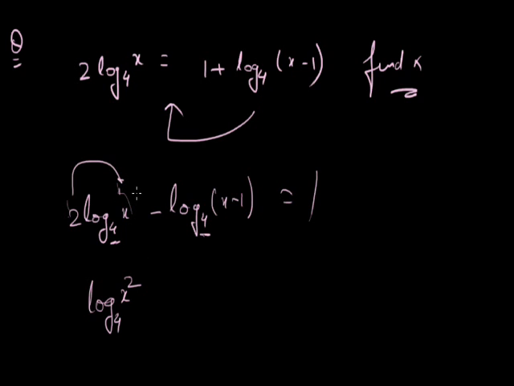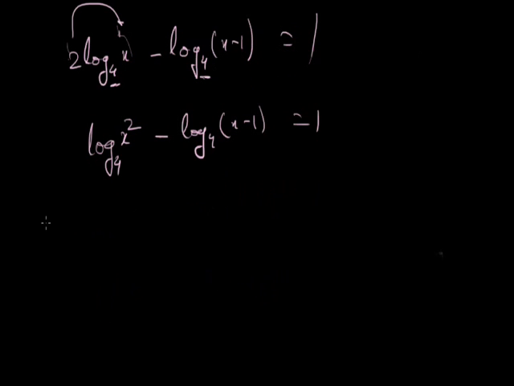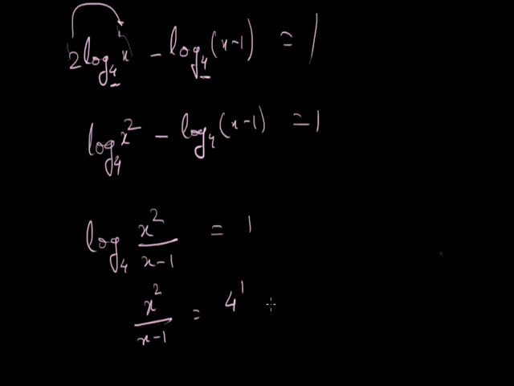We know that log of x to the power n is n log x, right? This was the property again. Now this is log x square minus log 4 of x minus 1. Here is the subtraction sign, therefore we divide these quantities, that is x square upon x minus 1 equal to 4 raised to power 1. Now this becomes the quadratic equation, right? Now this is x square minus 4x plus 4 equal to 0. That is x minus 2 whole square equal to 0, or x is equal to 2.